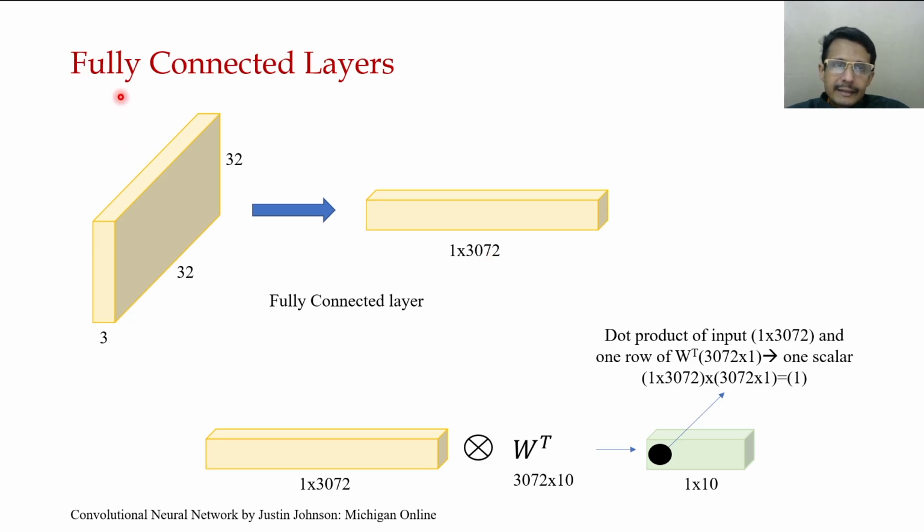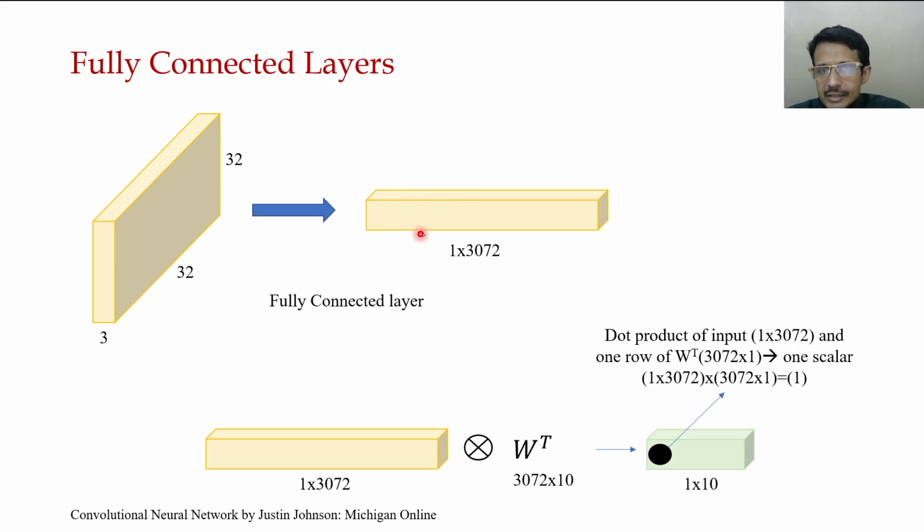For a fully connected layer, in general we can represent this 3-dimensional image as a vector. This is 1 into 3072. That means it is a single row of 3072 values. That's why this 3072 comes from 32 cross 32 into 3.